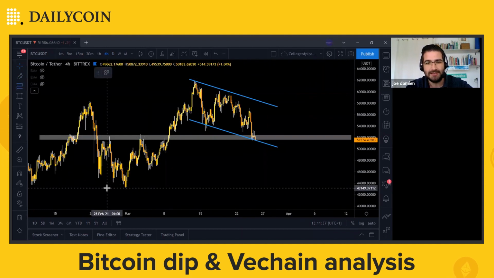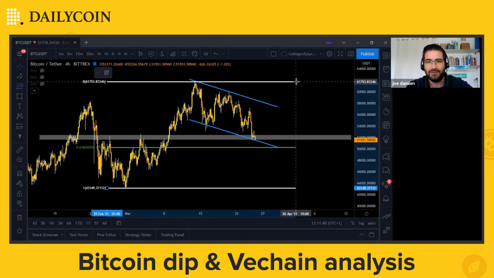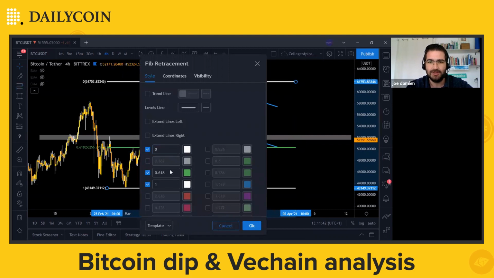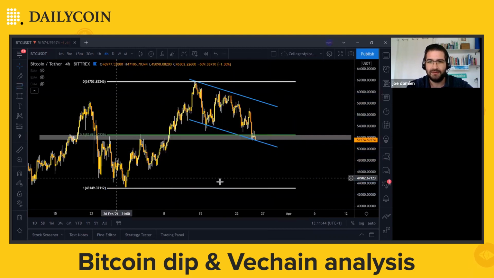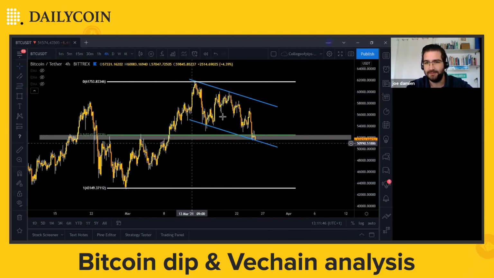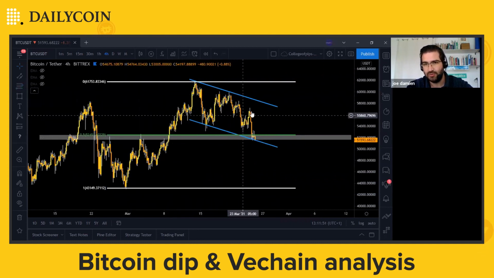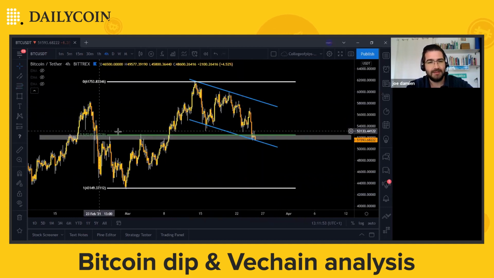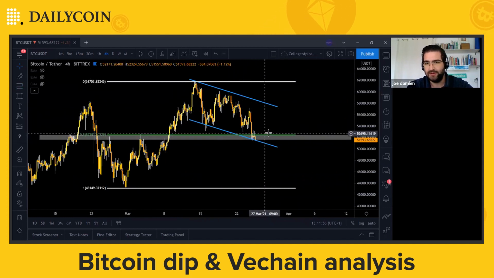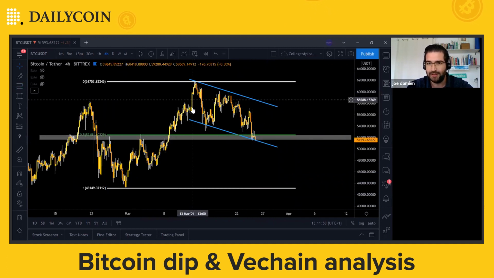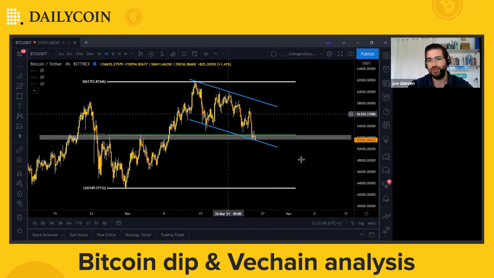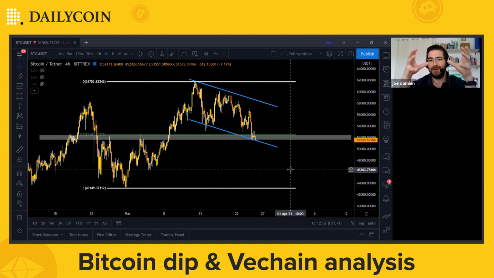Also, I think there is a 61 point or 50% retracement here. Let me check. Yeah, we have a 50% Fibonacci retracement level. This tool shows us when a correction might end, and 50% is a common level. So this level coincides with the support and the lower end of our bullish flag. My idea is we are at the end of this correction and we might see Bitcoin moving to the upside in the coming days.